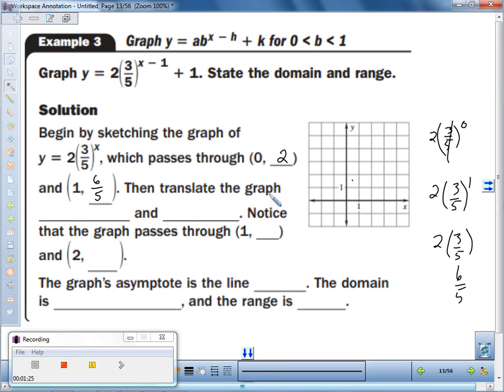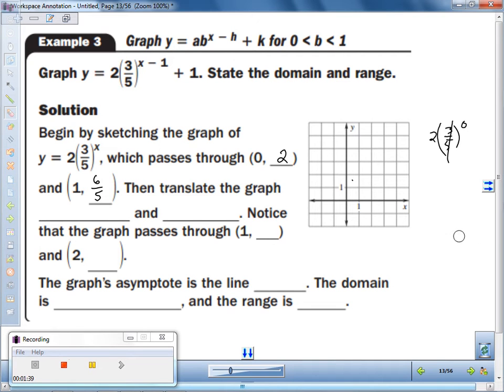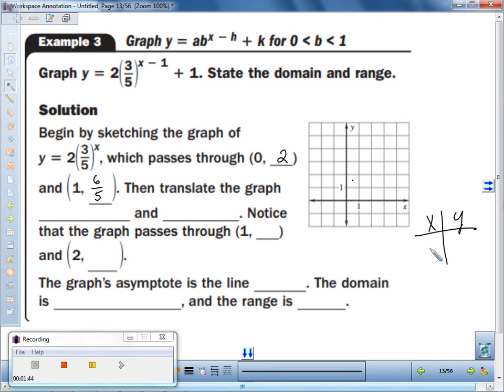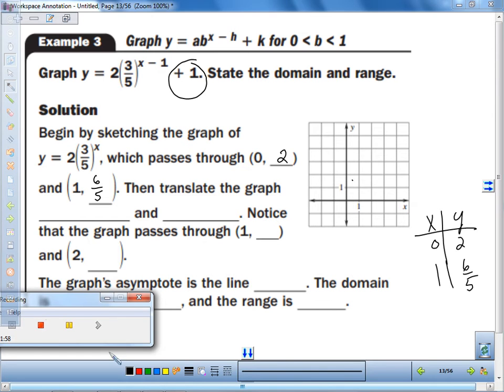Now we're going to translate the graph. The way I suggest doing it is to see what effect the -1 and the +1 are having on our graph. What I suggest you do over on the side is write in your values, so we'll have our x and our y. x was 0, y was 2; x was 1, y was 6/5. This one right here affects the y value. It's going to move it up by 1, so we'll say plus 1 and plus 1 here.